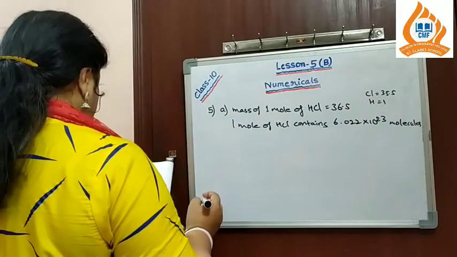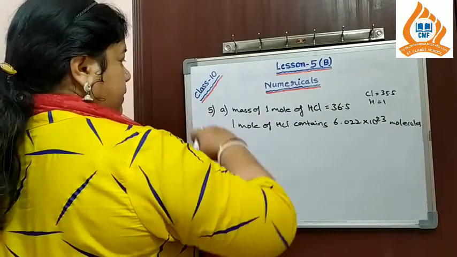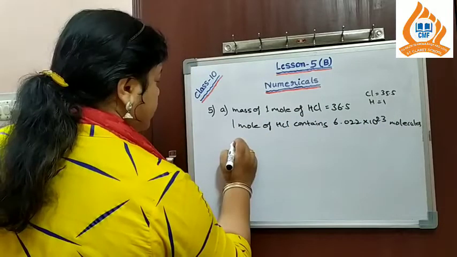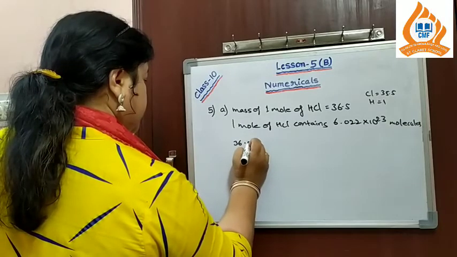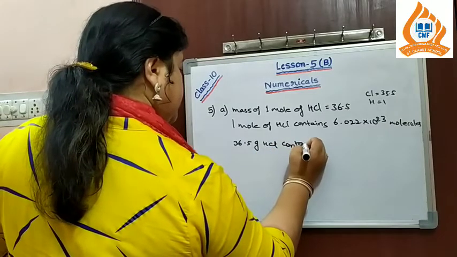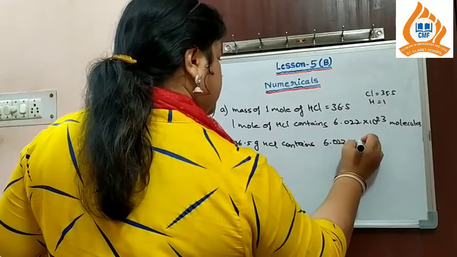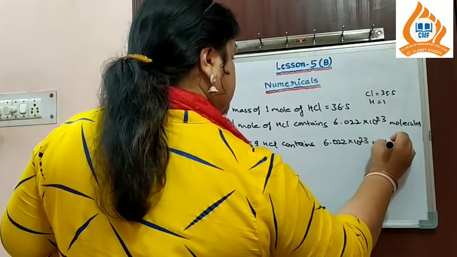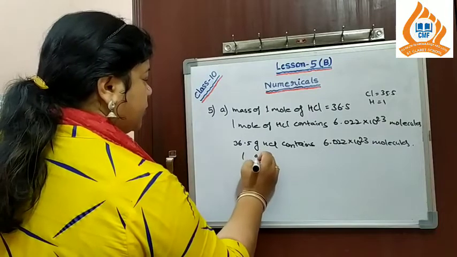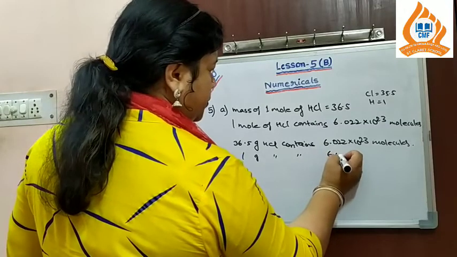Clear? Now we want the number of molecules, so we take it this way. 36.5 grams of HCl contains 6.022 into 10 to the power 23 molecules. Clear? So this is the unitary method, as you do in mathematics. The same way here also you have to do.